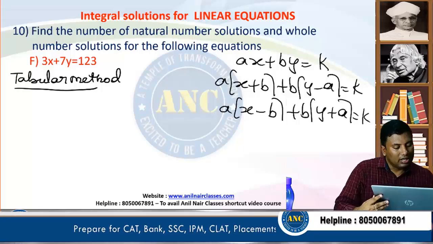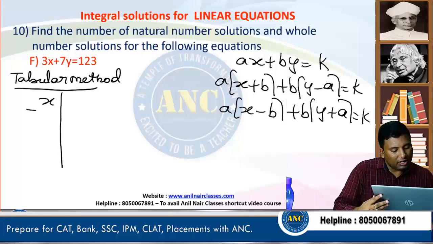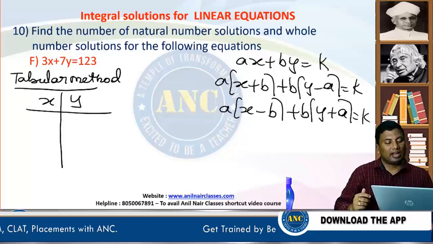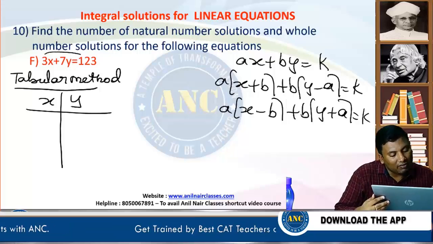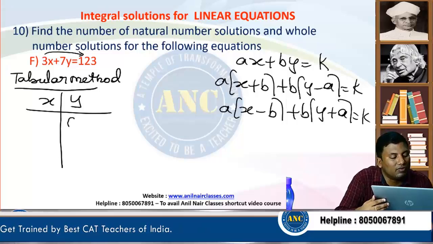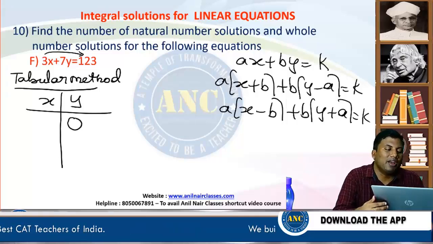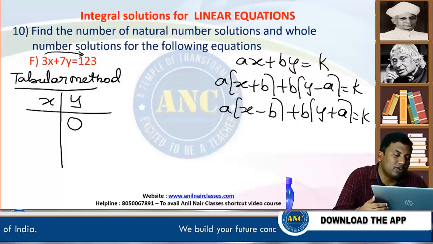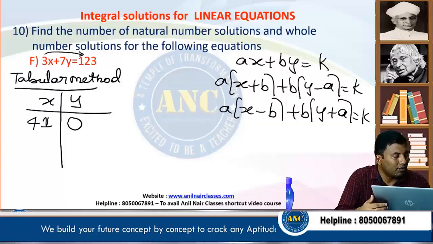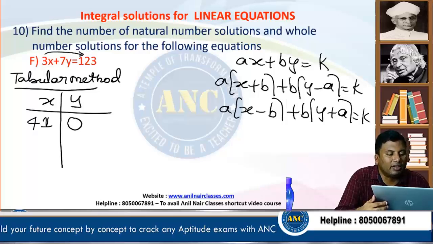Now see here, tabular form x and y. Start with that one which is not a factor of the right hand side. 3 is a factor of 123, 41 threes are 123. So start with y value 0. If y is 0, 3x is 123, so x is nothing but 41.